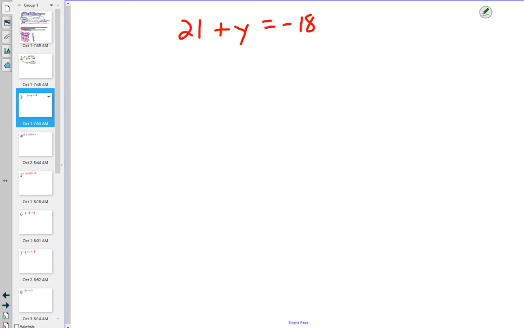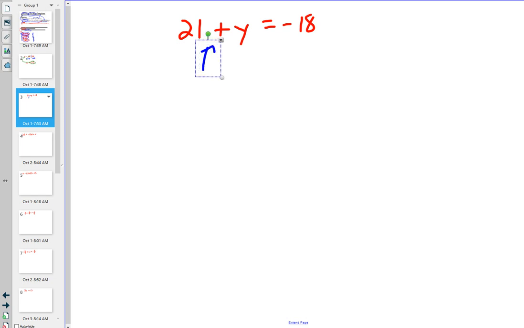How about here if I want to get the Y by itself? Yeah, and people look at you, oh, but Mr., look, you're adding. So since I'm adding, I have to subtract. And yes, you are correct that it's adding, but it's not adding because of that plus sign. That plus sign belongs to the Y. The reason why you're adding is because the 21 is positive.